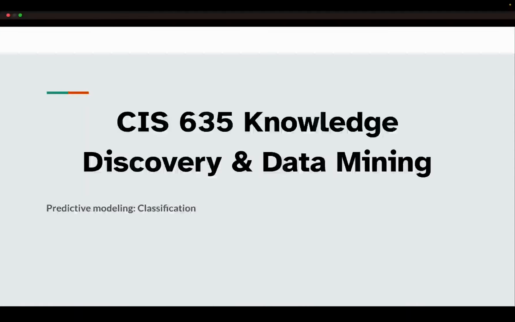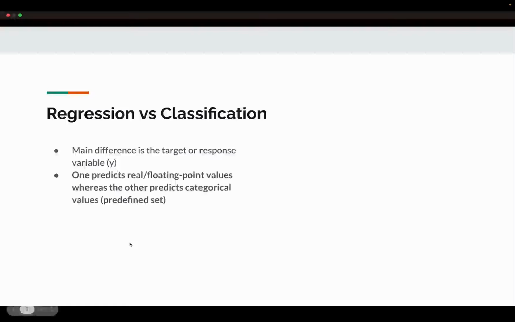Last few weeks, we have been discussing regression, and this week we will kick in the other area, what we call classification. If we want to get a quick difference between regression and classification, most of the things are actually common. Only the difference is with the response variable or target variable y, and we'll learn quickly. So if we recall, for regression, we were predicting real or floating point values. And for classification, we will be predicting or modeling some categorical value.